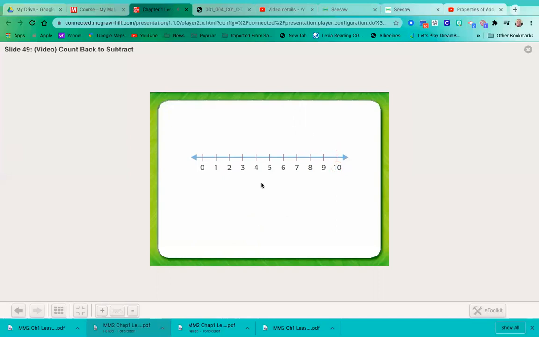Now let's count back to find 7 minus 3. Start at 7. Count back 3. 6, 5, 4. So 7 minus 3 equals 4.